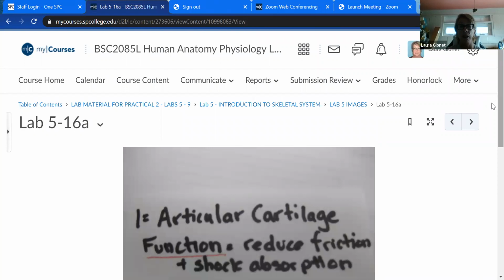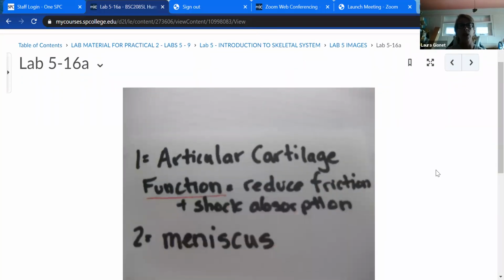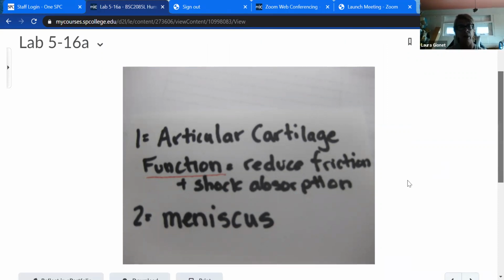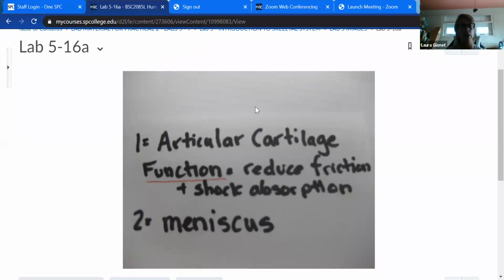Okay, so one is the articular cartilage. It's composed of hyaline cartilage. That articular cartilage helps to reduce friction and acts as a shock absorber. So does the meniscus, and the meniscus is composed of fibrocartilage. Even though it doesn't tell you here, it just says the structure, you need to know what tissues are found there.